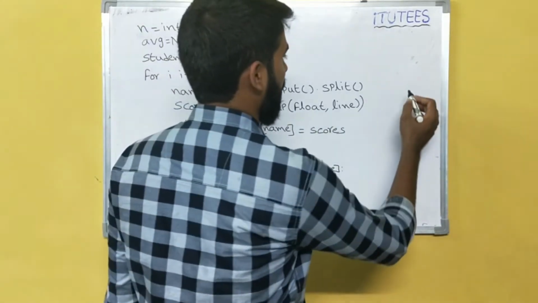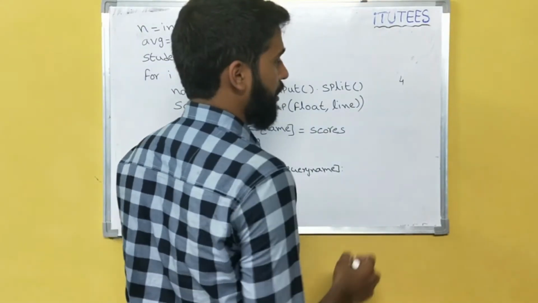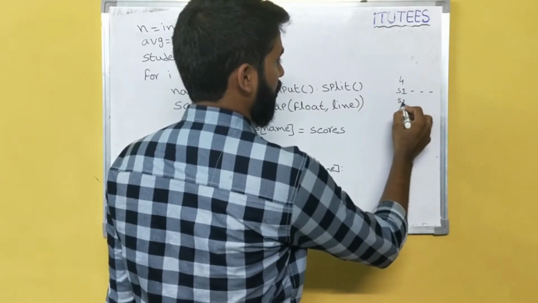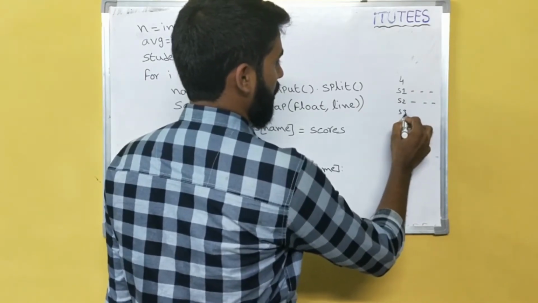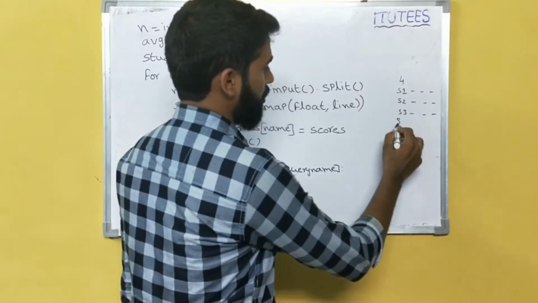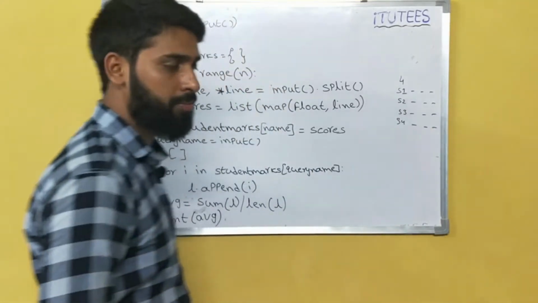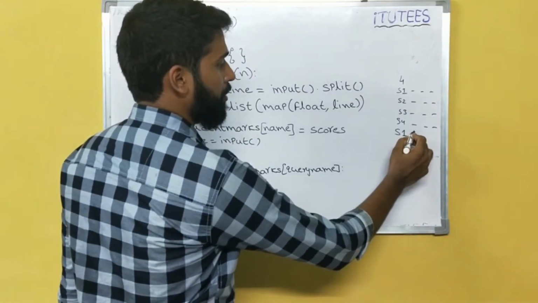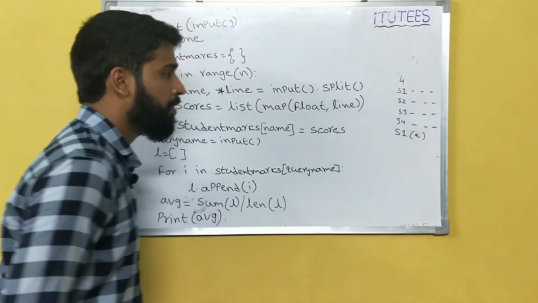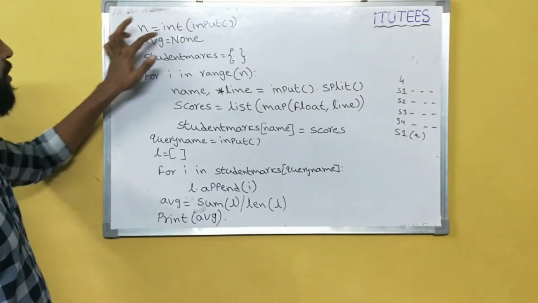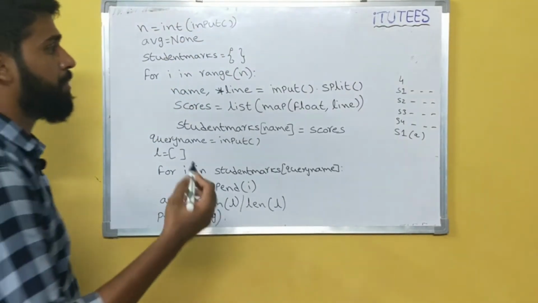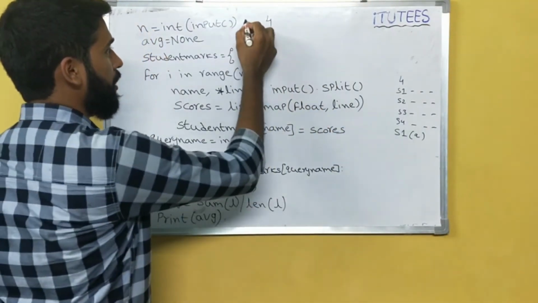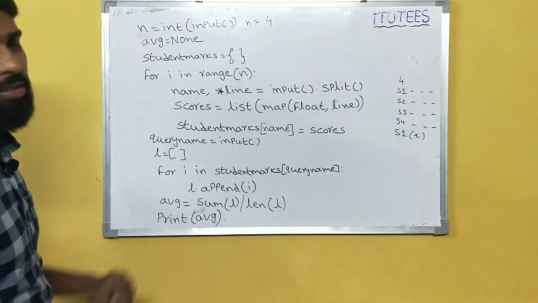What we discuss, we are going to give one value n. After that, student 1 marks, student 2 marks, student 3 marks, student 4 marks. After that, we are giving one student name S1. This is the query. Okay, we discuss this. n equals int of input. For example, I am giving n equals 4. Then say average equals None.